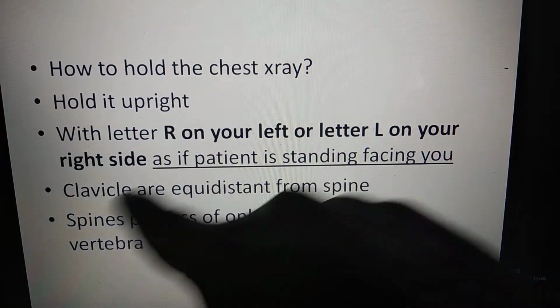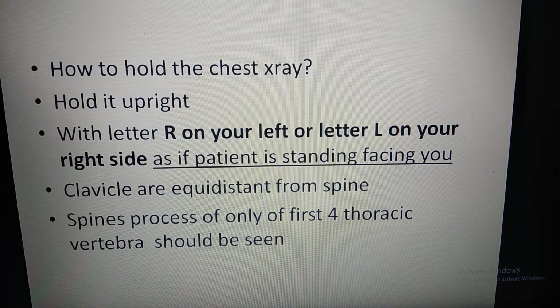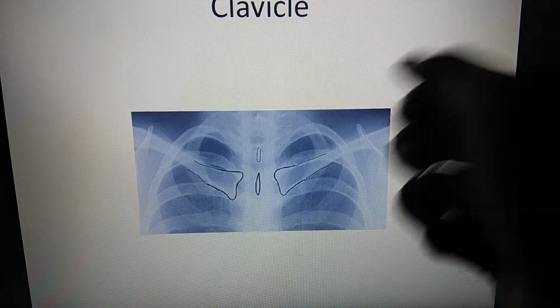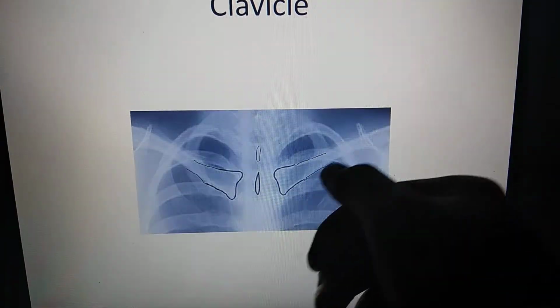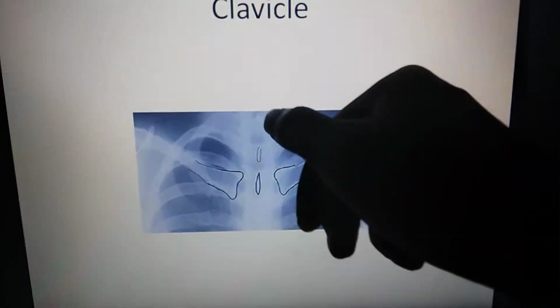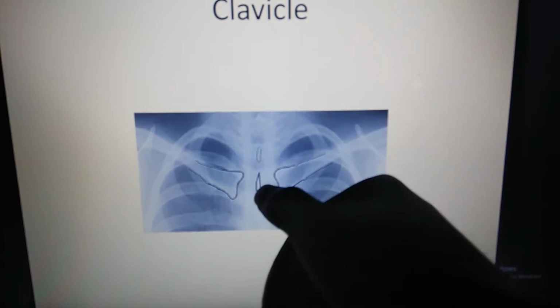And the second thing we should see is that the clavicles should be equidistant from the spine, and the spinous processes of the first 4 thoracic vertebrae should only be seen. I'll tell you what that is. This is the clavicle, this is the medial part. We see the clavicle here, we see the clavicle here, and we see the spinous process. This is equidistant. It should be equidistant.